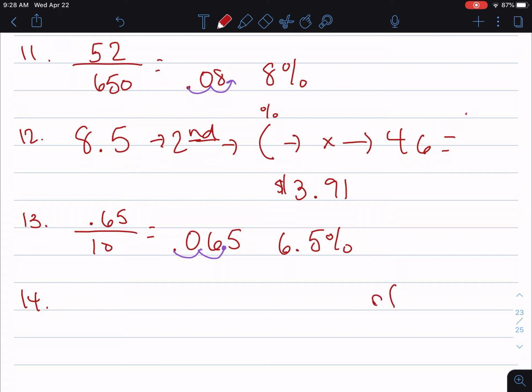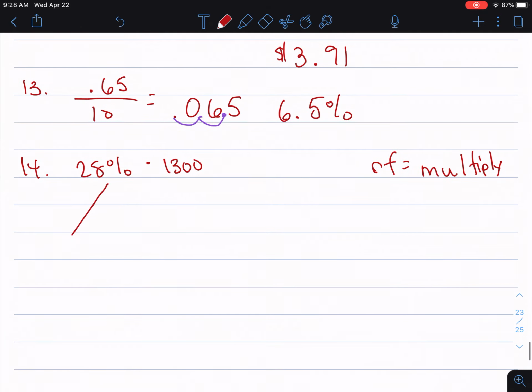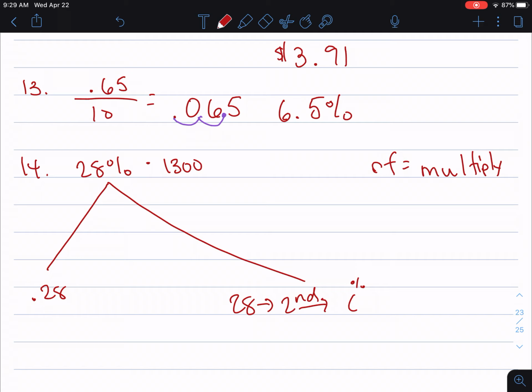Okay, 14. Find 28% of 1,300. So this, remember, "of" equals multiply. So we have 28% of 1,300. There's two ways to do this. You can either make it 0.28, or you can do your 28, hit your second, and then hit the open parentheses with that little percent over, and then multiply 1300, or you just do 0.28 times 1300. They're both going to get the same answer, which is 364.